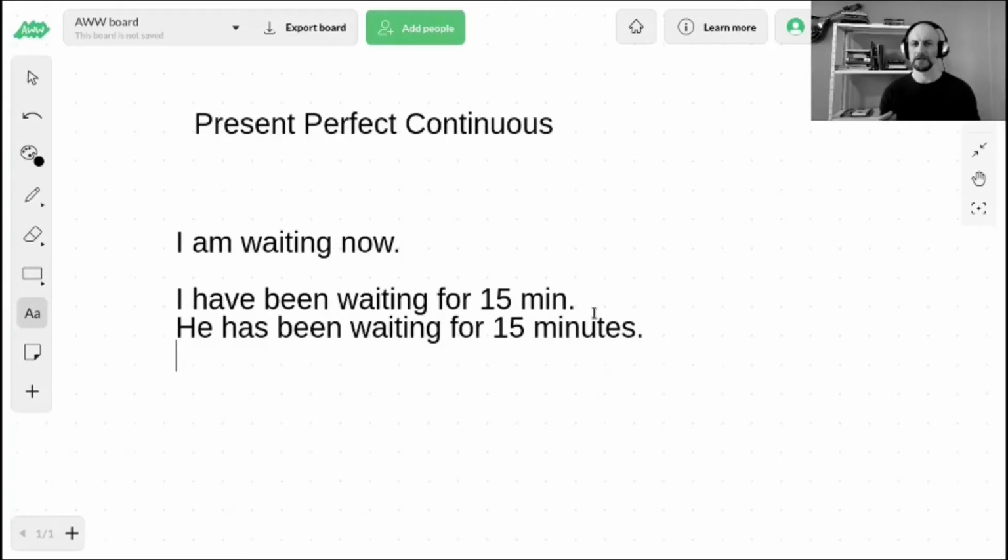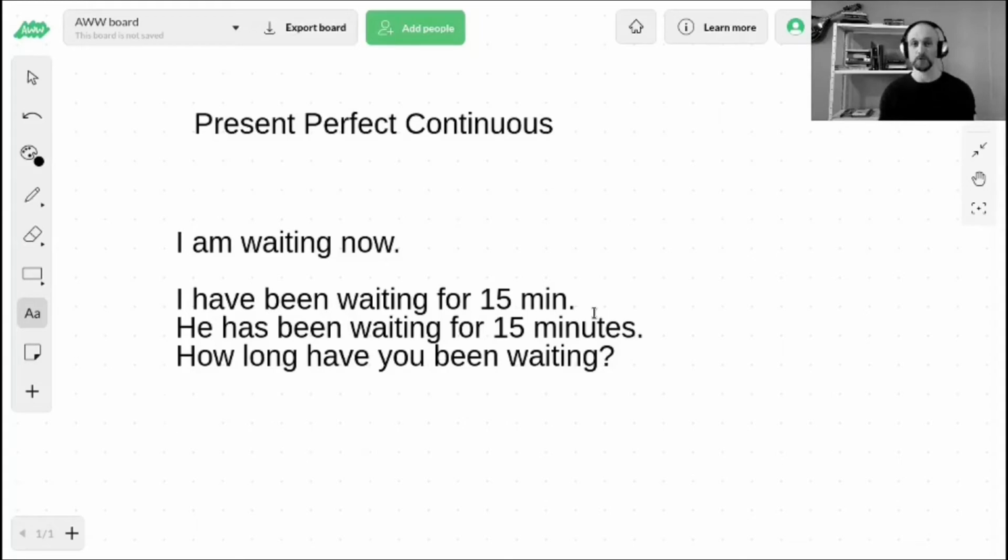So it's very logical if you see it on paper, but then in the conversation it very often slips students' minds, and they just use present continuous, and that's not correct. So for example, you would ask something like, how long have you been waiting? And that makes it correct.